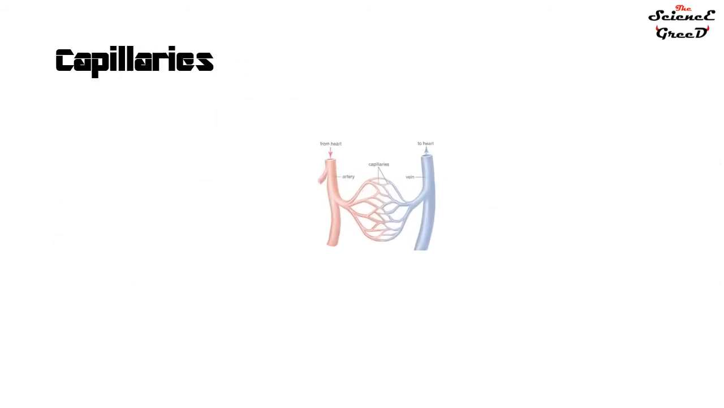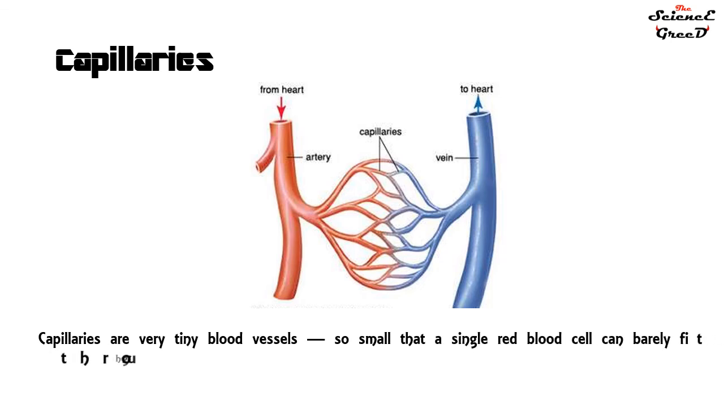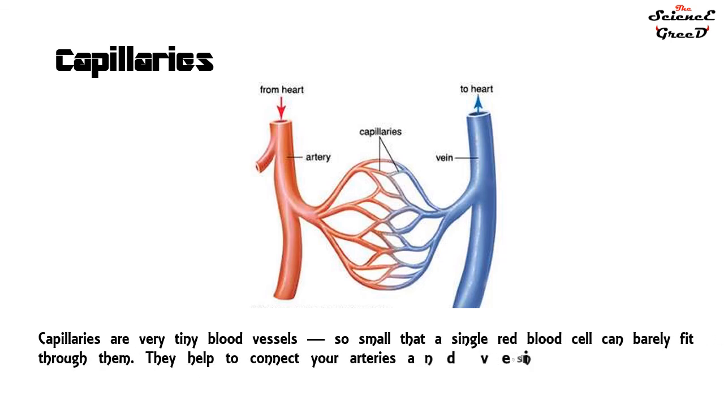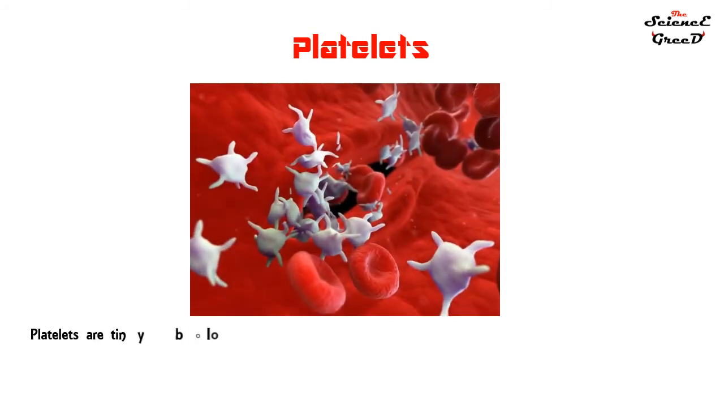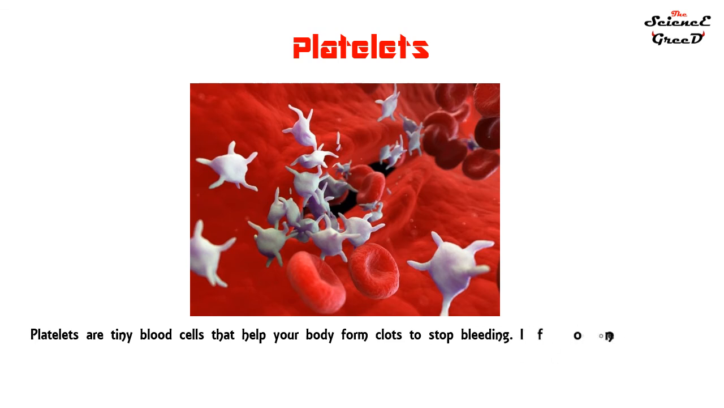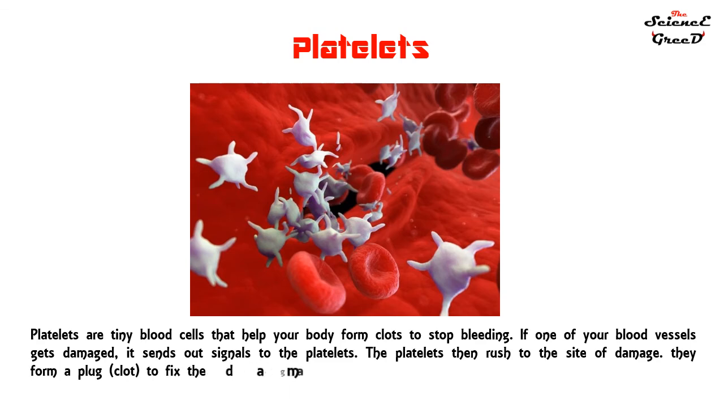Capillaries are very tiny blood vessels, so small that a single red blood cell can barely fit through them. They help to connect your arteries and veins, in addition to facilitating the exchange of certain elements between your blood and tissues. Platelets. Platelets are tiny blood cells that help your body form clots to stop bleeding. If one of your blood vessels gets damaged, it sends out signals to the platelets. The platelets then rush to the site of damage. They form a plug, a clot, to fix the damage.